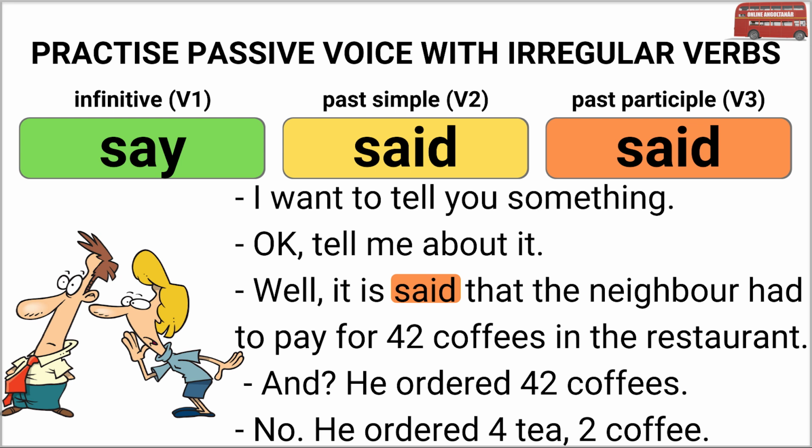Say, said, said. I want to tell you something. Okay, tell me about it. Well, it is sad that a neighbor had to pay for 42 coffees in the restaurant. And he ordered 42 coffees. No, he ordered 42 coffee.